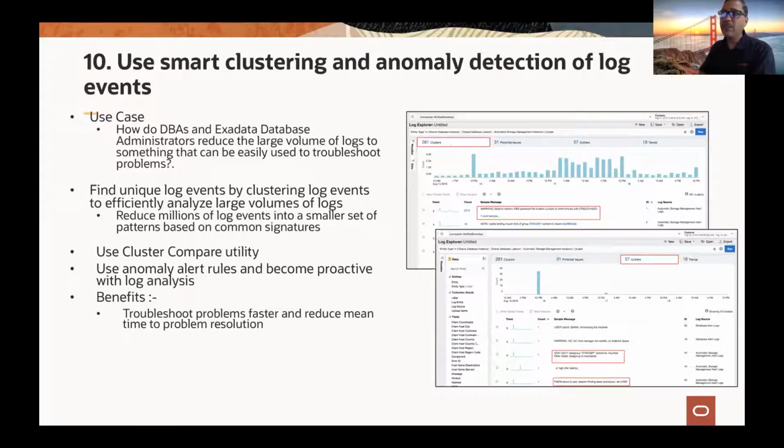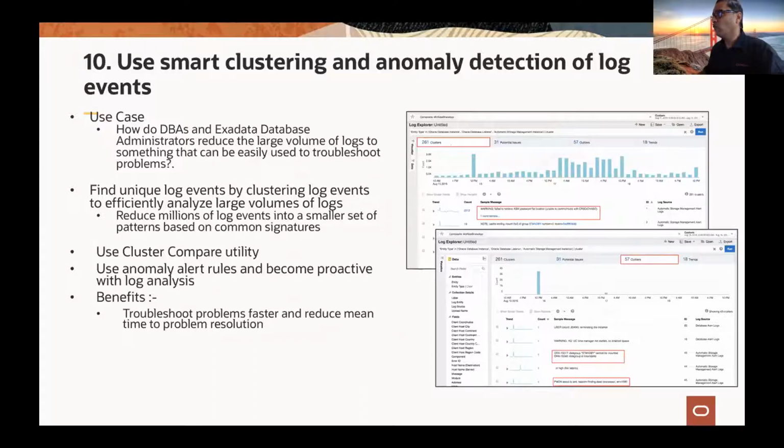And the second tip here is to compare two clusters of logs. That can very effectively help with troubleshooting and reduce your mean time to resolution. So those are my 10 techniques.